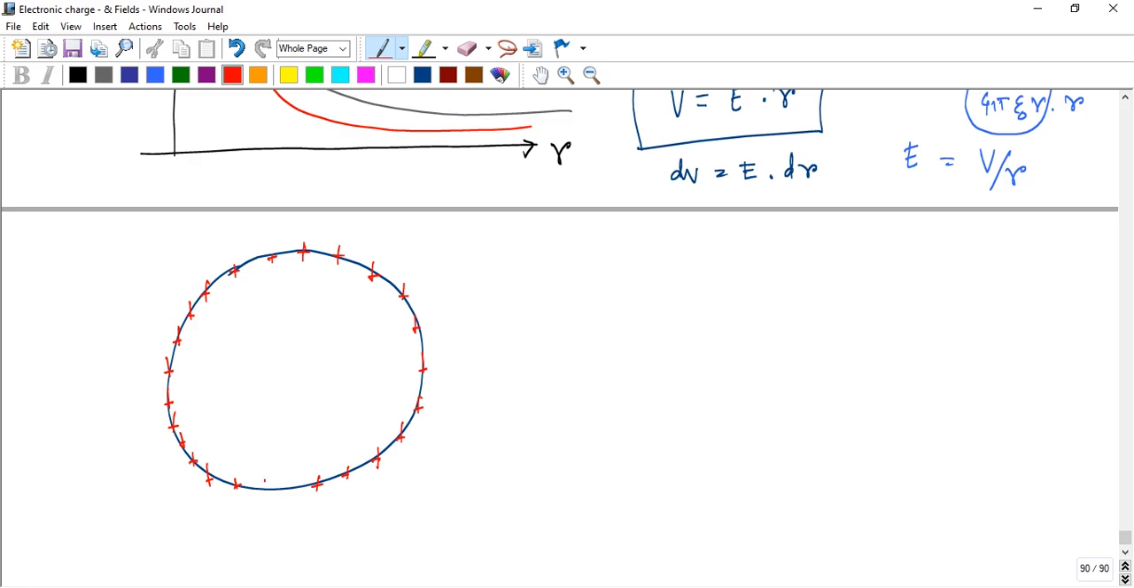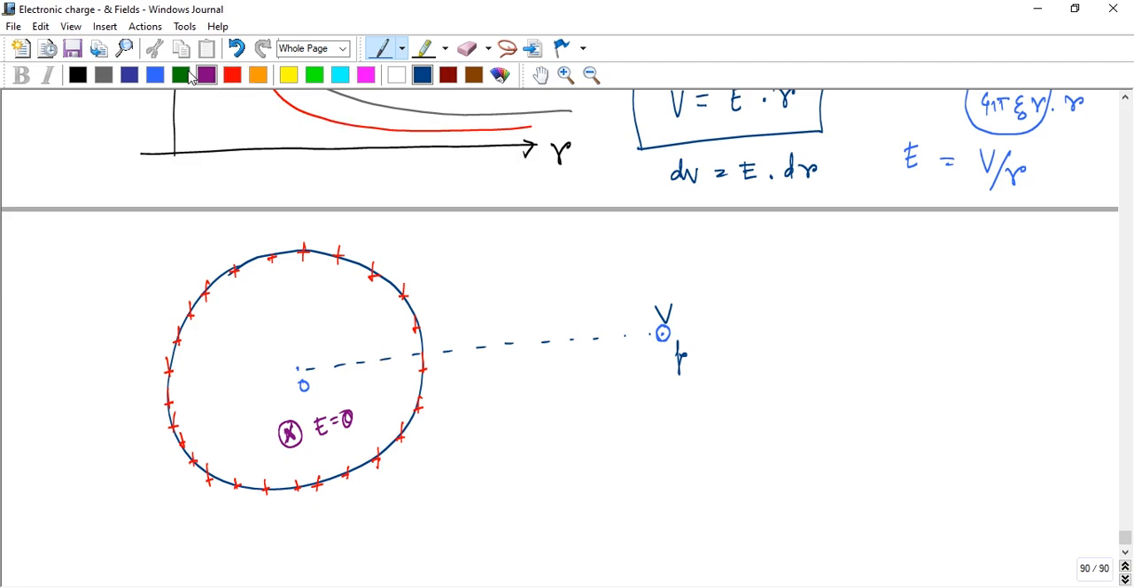Surface. Okay, charge placed on the surface, and that is the center point. Suppose that is O. Okay, we calculate the electric potential at this point P here. Inside the sphere, at that point the electric field is 0.